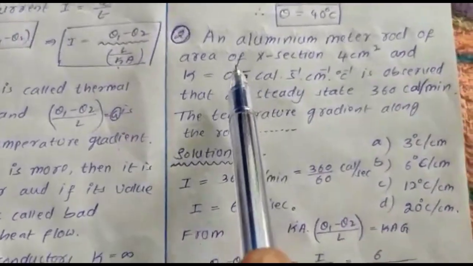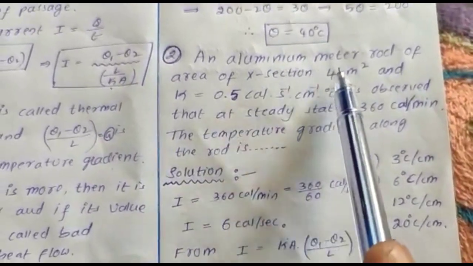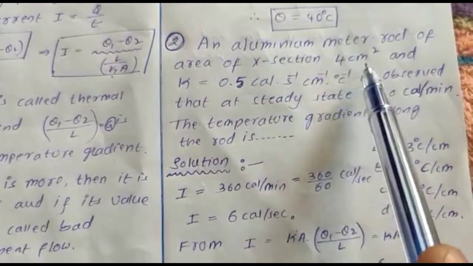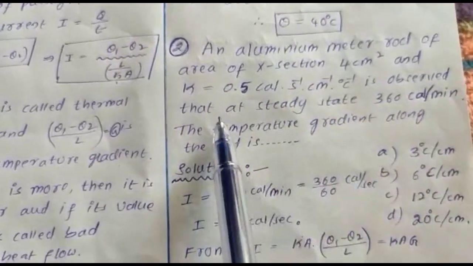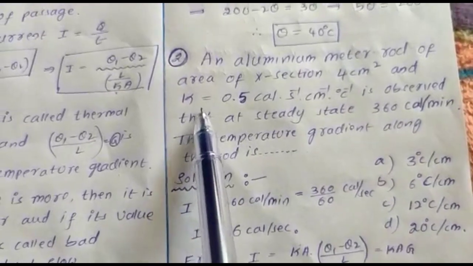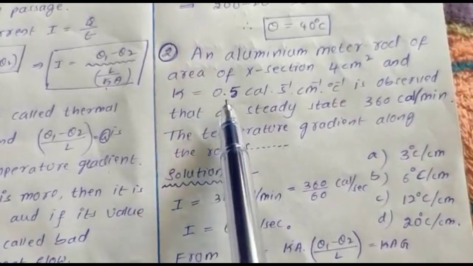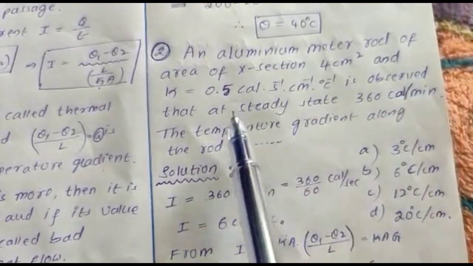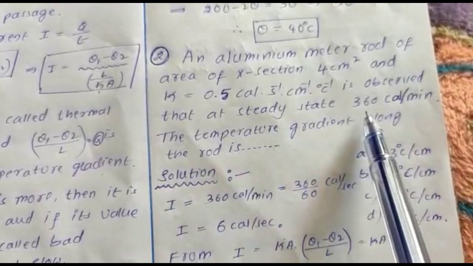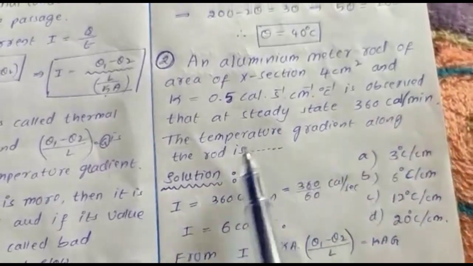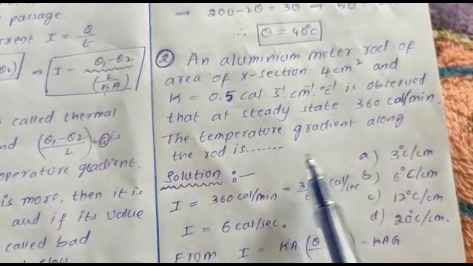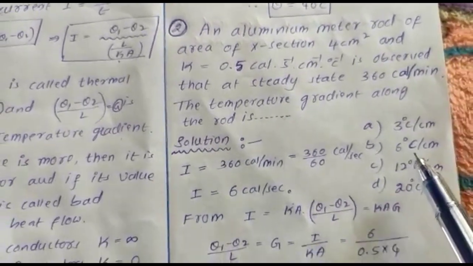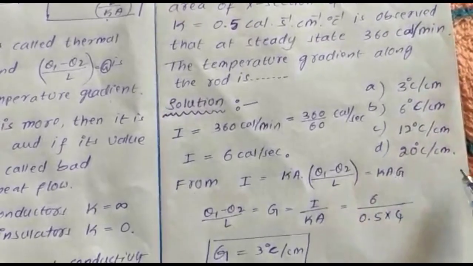Now let us discuss one more problem. An aluminum rod of area of cross section 4 centimeter square, with K value, that is thermal conductivity, equal to 0.5 calorie per second per centimeter per degree Celsius, is observed at a steady state to conduct 360 calorie per minute. The temperature gradient along the rod is. And one more nice problem it is, and here also I have given the options A, B, C, D.